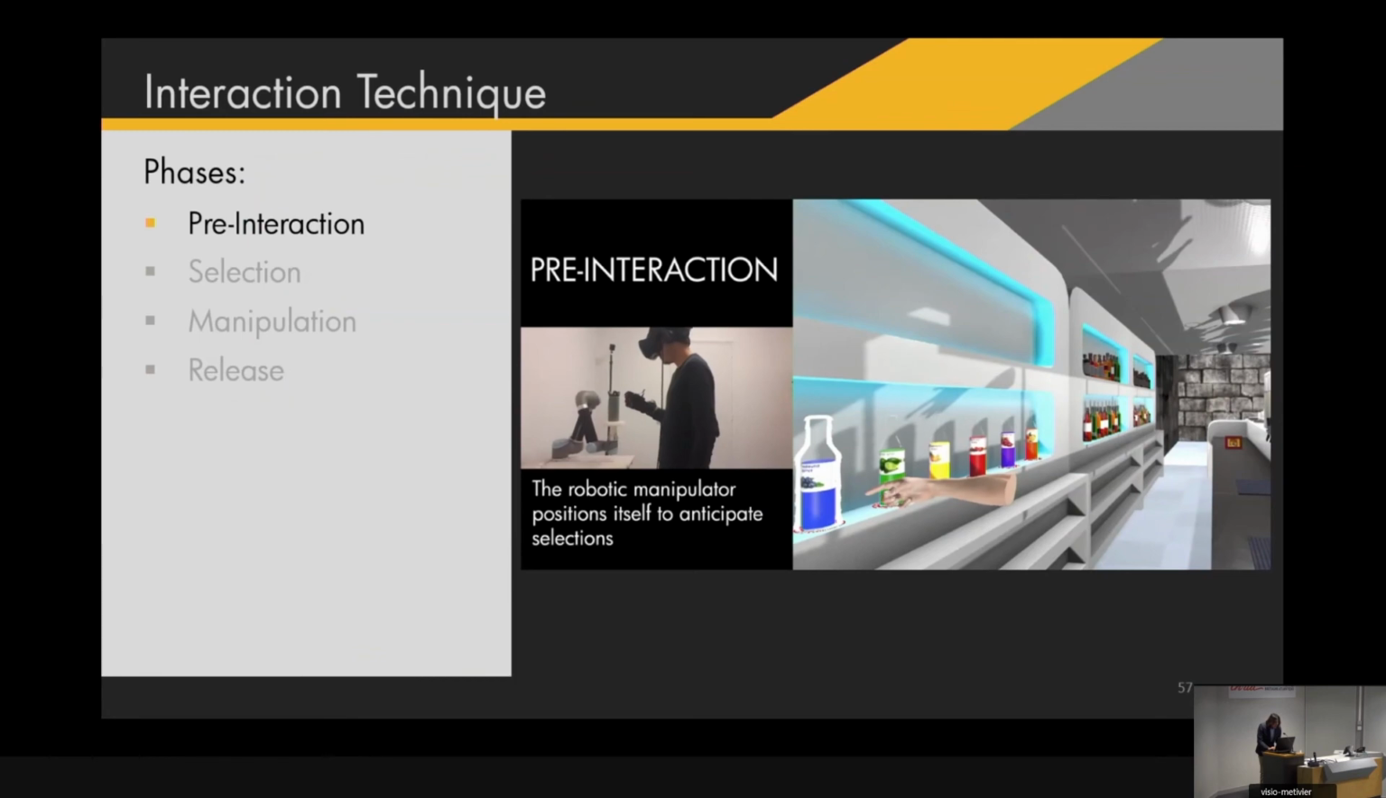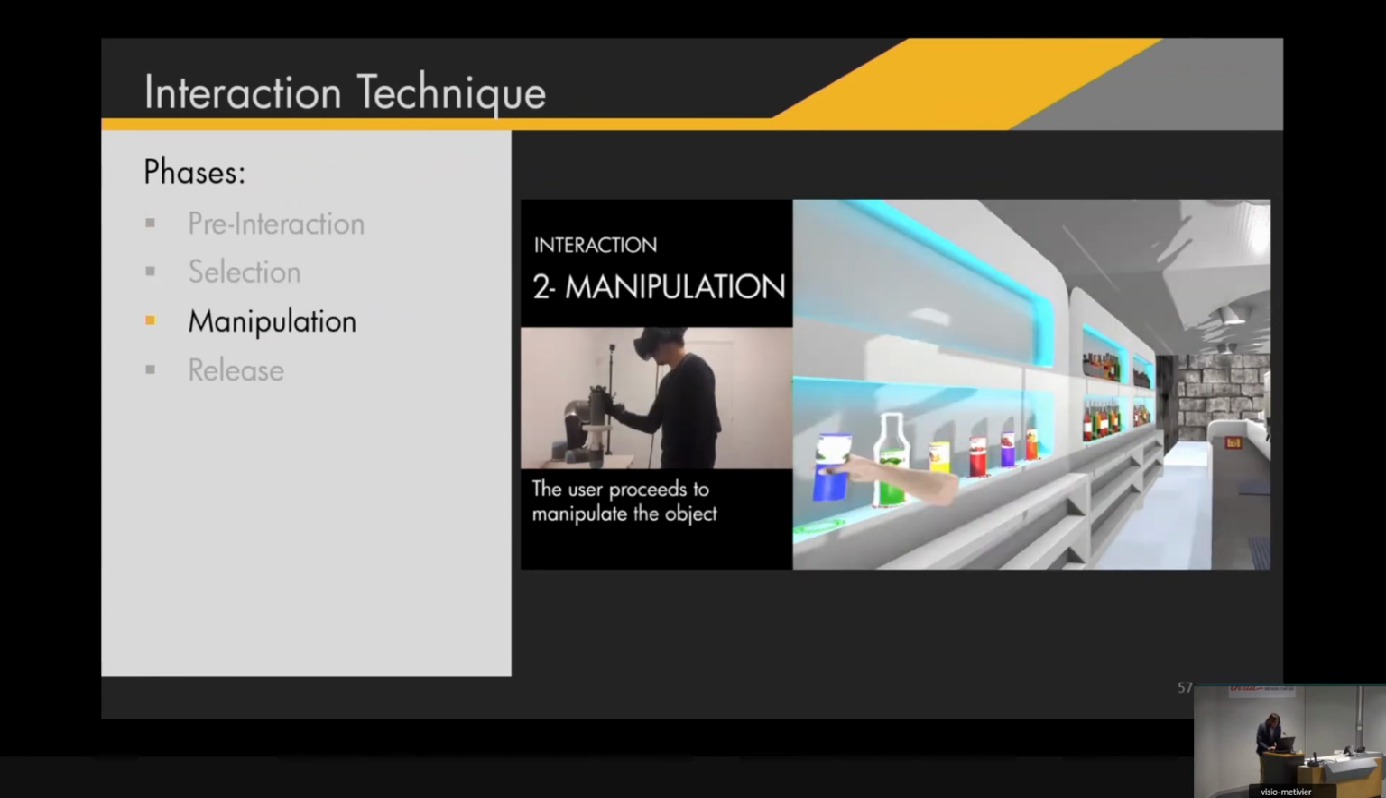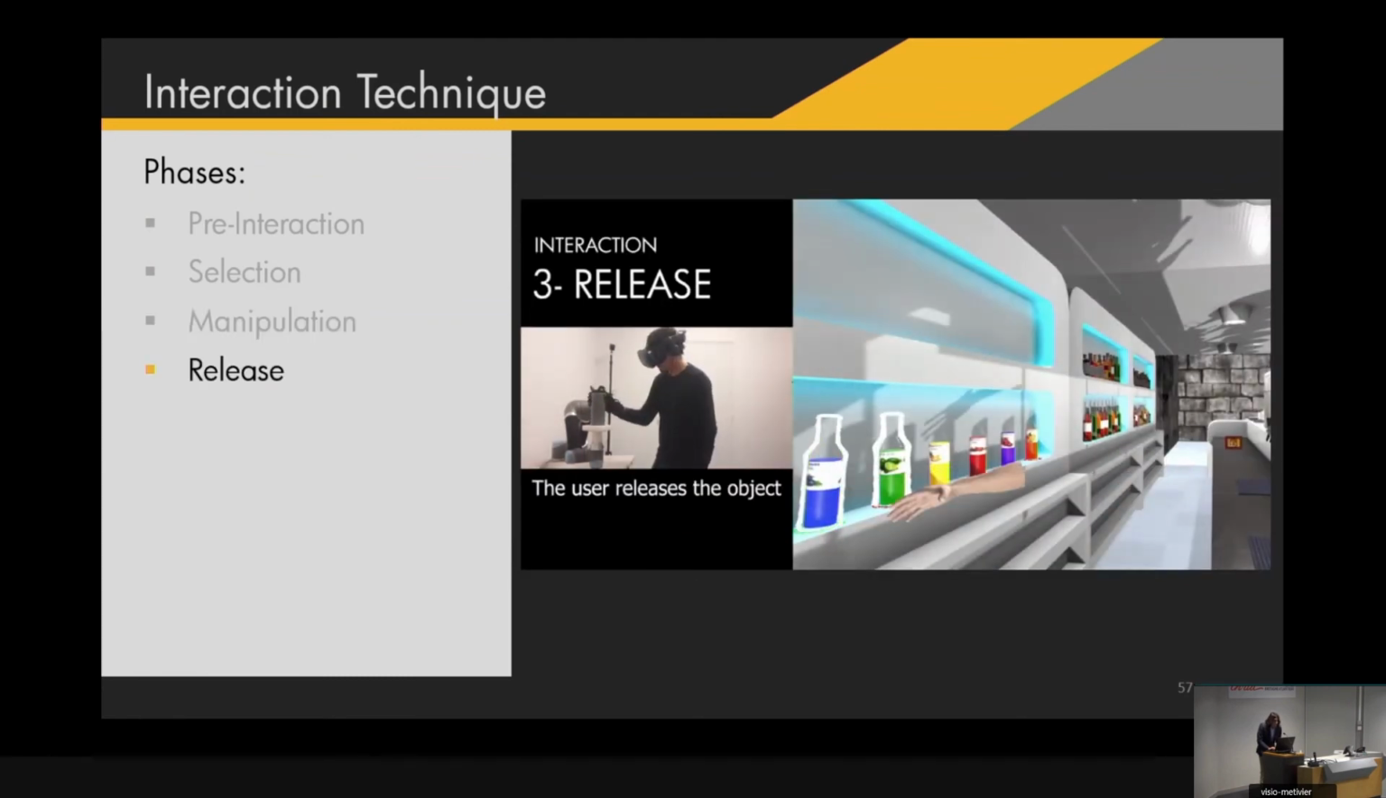And in order to couple these interactions, we created an interaction technique, first considering the pre-interaction phase, in which Alfred places itself in a location that could be optimized for object selection. Then we proceed to the selection phase, where users select the object that they want to manipulate. Later, they can go to the manipulation phase, and then later they release the object on the surface.